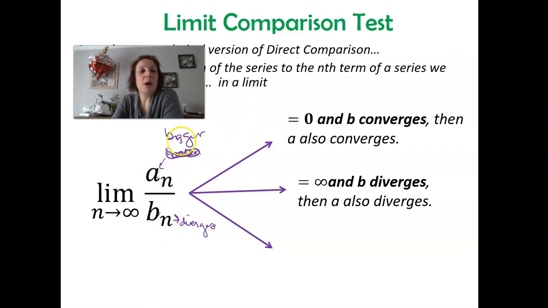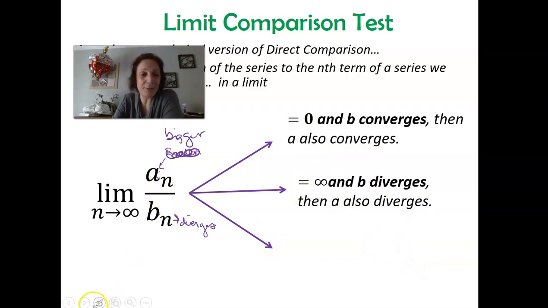If you get a 0 and this guy diverges, fail. If you get an infinity and this guy converges, fail. Which is another reason I like this test. This is a lot of criteria to remember. And it's 50-50. It's going to work out for you.